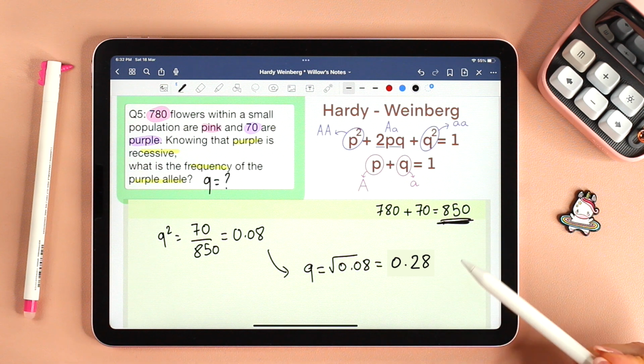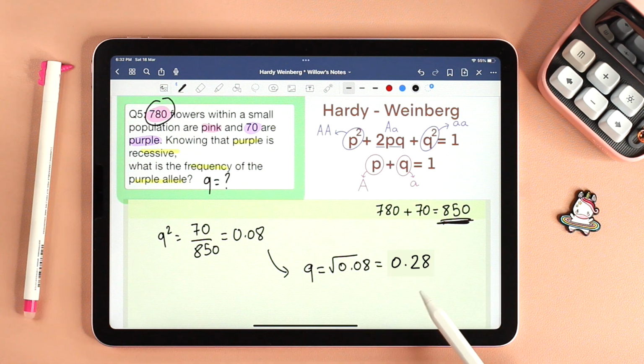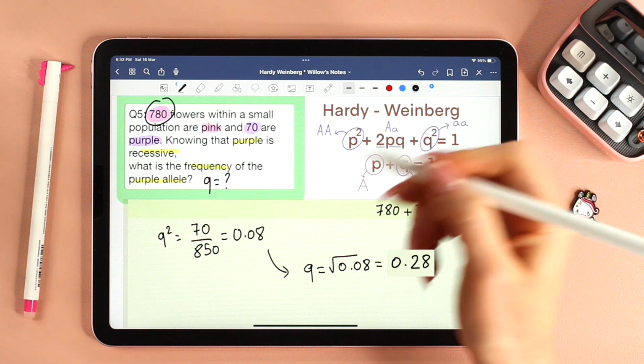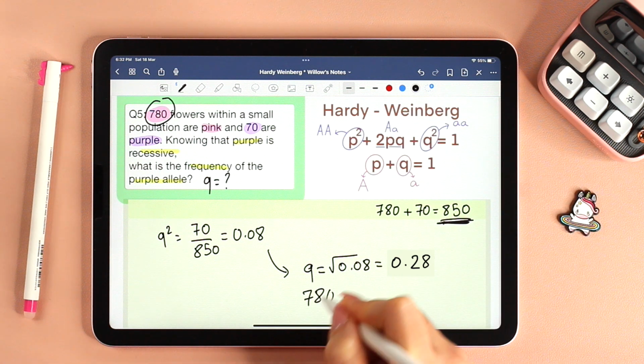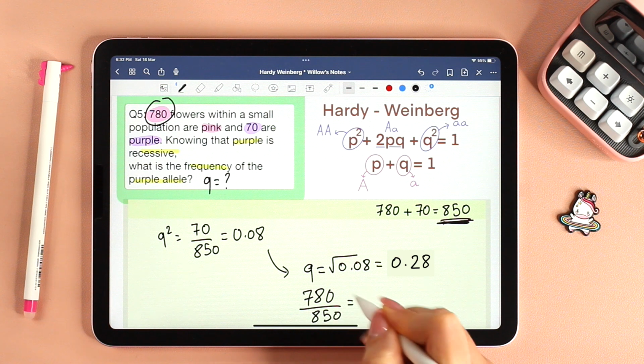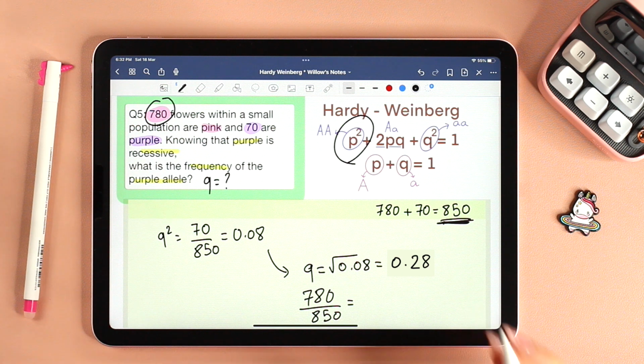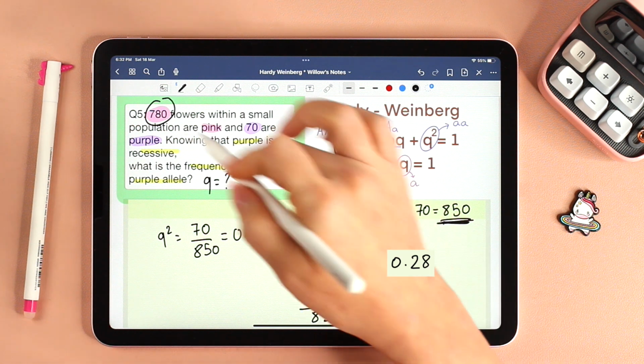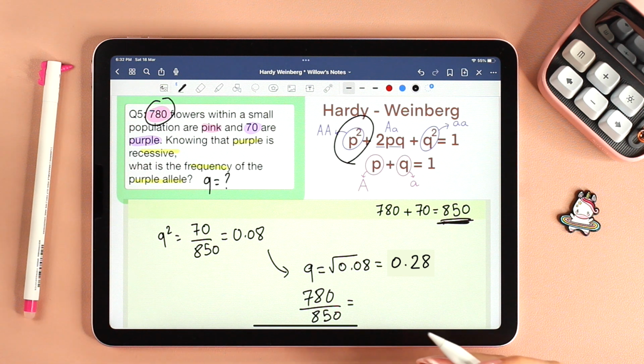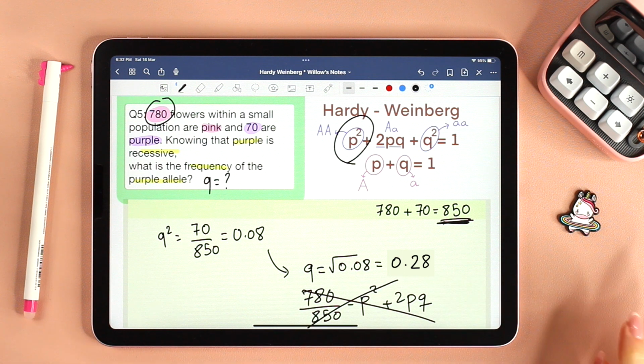Now, you might say, why didn't we use 780? See, 780, let's write that. So 780 out of 850. This value doesn't represent P square. It represents the frequency of the flowers that are pink, right? Because pink is dominant, this value represents P square plus 2PQ. Because the flowers that are pink could be homozygous dominant, P square, or could be heterozygous, which is 2PQ. And that's why we did not go that route.